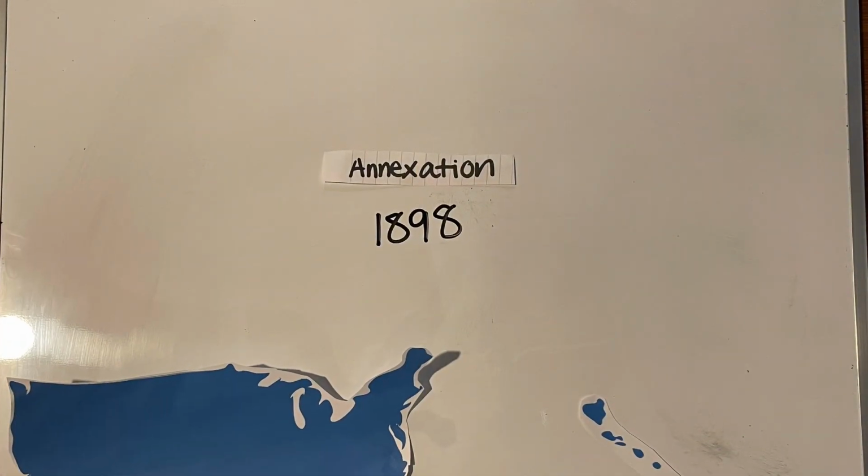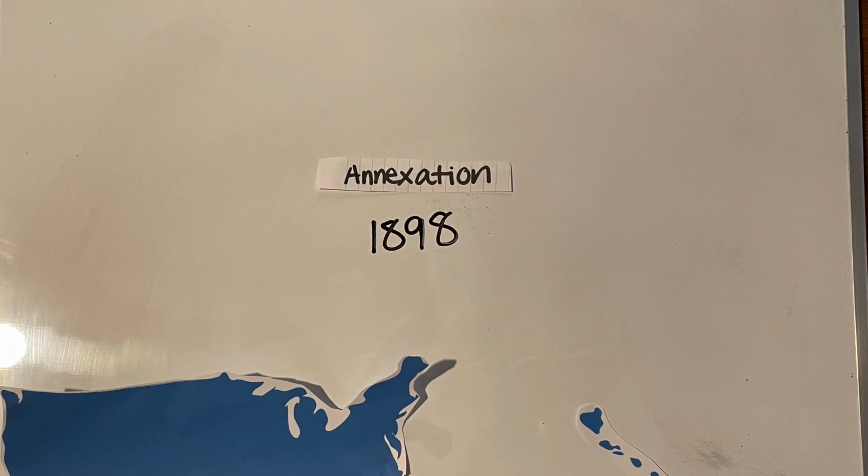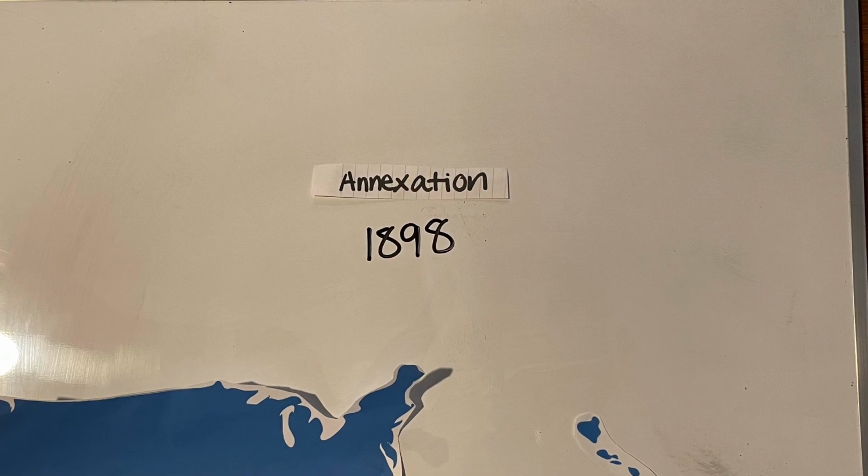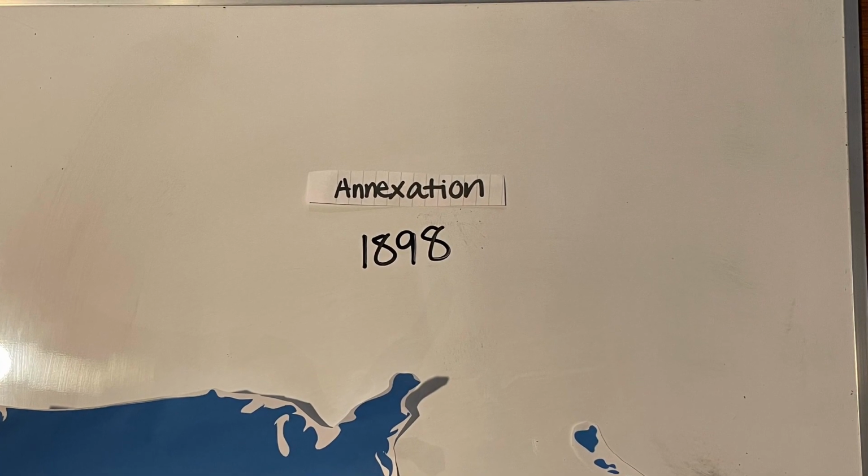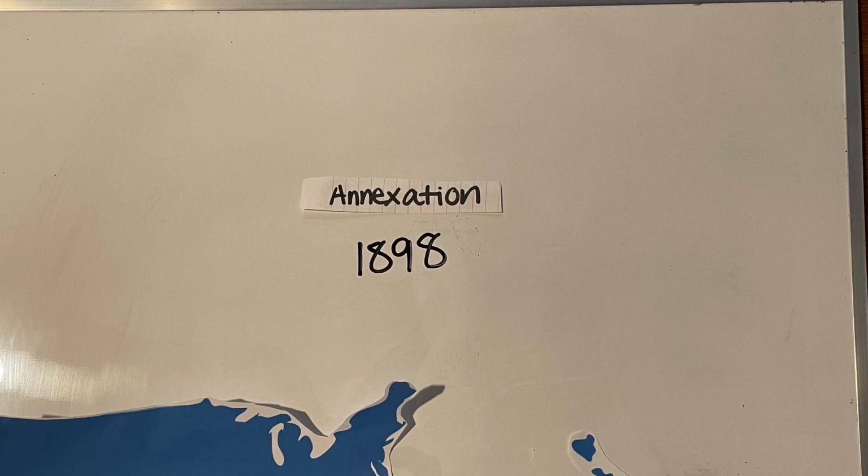By 1896, the Hawaiian monarchy had been dissolved, and in 1898, Hawaii would be annexed, which means that a territory adds another territory to theirs. In this case, the United States adds Hawaii.